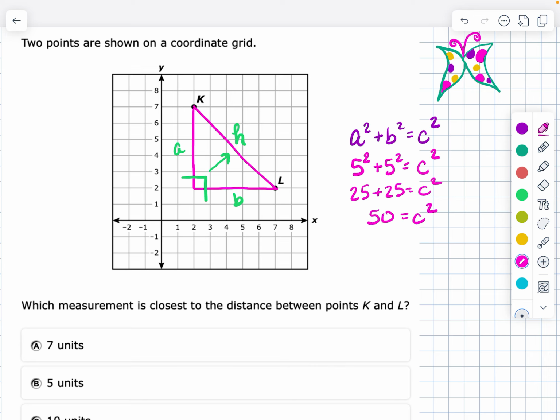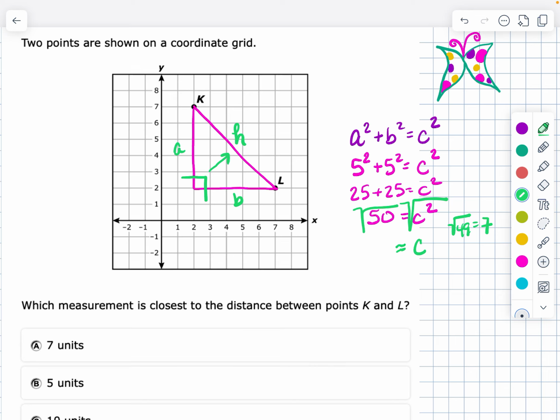Now in order to get C, just C and not C squared, I have to take the square root. So the square root of C squared is just C. And the square root of 50 is not a perfect square, but 49 is, and it's extremely close to 50. I know the square root of 49 is equal to 7 because 7 squared is 49.